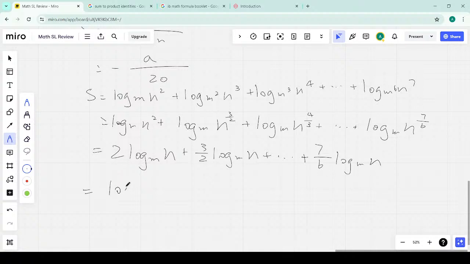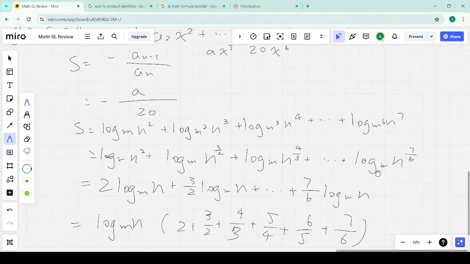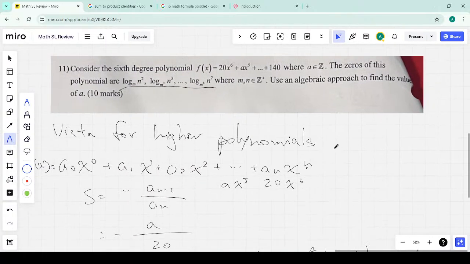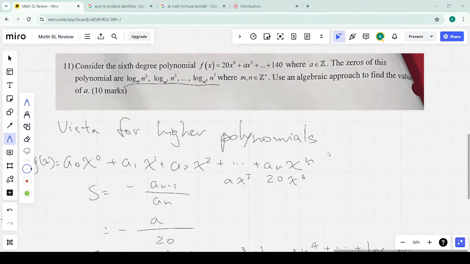Now you can sum them all together. So this is log mn times (2 plus 2/3 plus 3/4 plus 4/5 plus 5/6 plus 6/7). Okay, so that's, yeah, I see. So you do a bunch of logs, change the base, and then cancel.